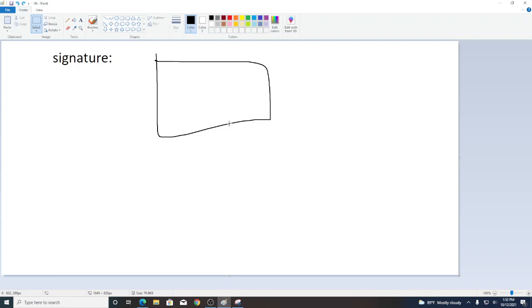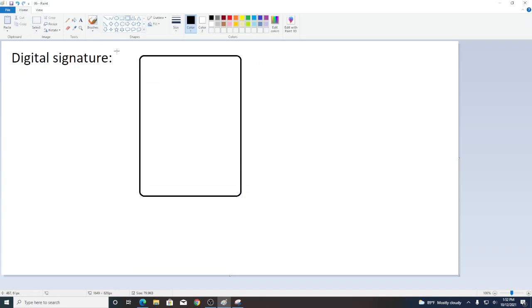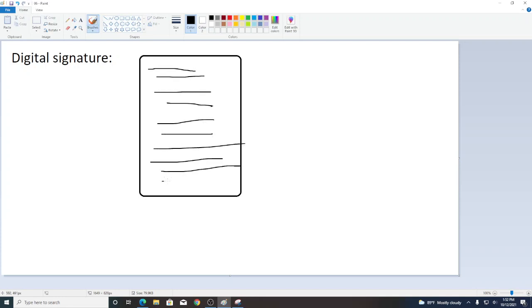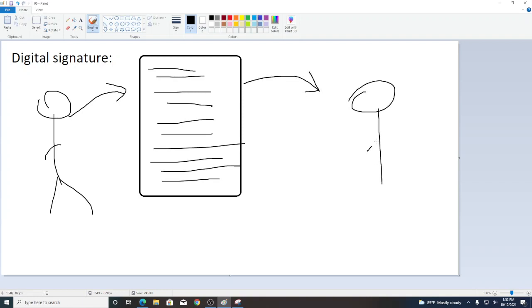I'm sure you know that, but let's apply that to a digital signature. So now let's say I have a digital document, right? Here's a document. Okay, let's have a lot of information over here. There's a digital document. Okay, and now this guy wants to send this document to this guy. Perhaps this is Bob, and perhaps this is Alan. Okay, A and B, Alan and Bob.